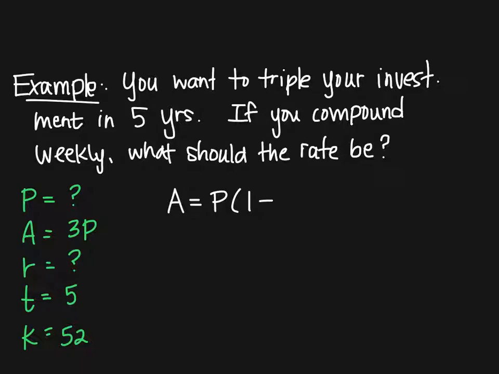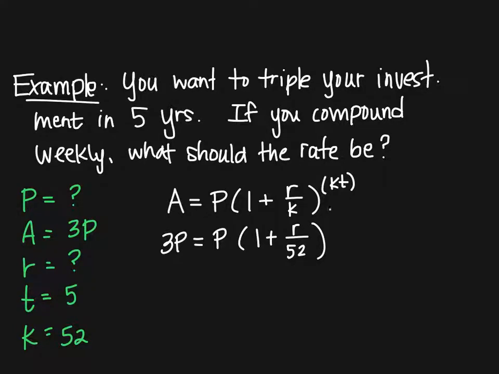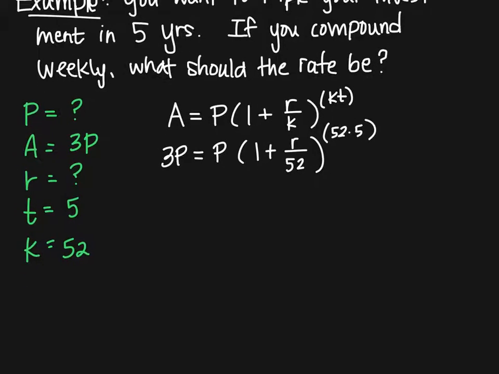All right, so we'll be using our same compounding equation. A equals P, 1 plus R over K to the parentheses KT. Okay, so A was 3P. P was question marks. We leave it P. 1 plus R was question mark. K was 52. And then my parentheses are 52 times 5. All right, I want to get R alone. What do I do to both sides? First, do what to P?